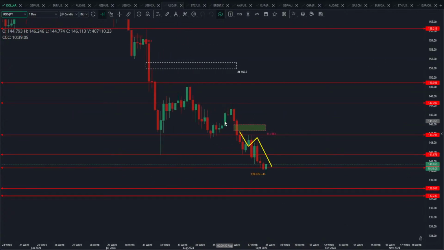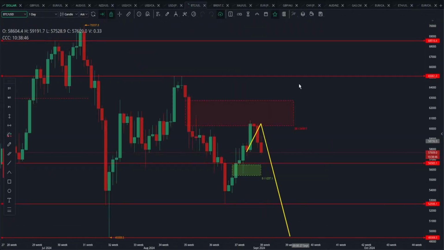USD JPY. Every candle is a sell on the rise. It has already reached 139.57, which is an intraday low of today. Well, we expected this, isn't it? 138.06 is the target on the downside, sell on the rise. But it will also be important to watch what happens during the FOMC meetings on the Wednesday.